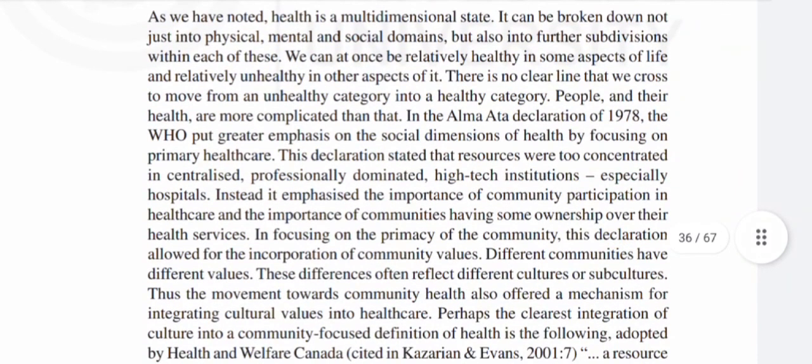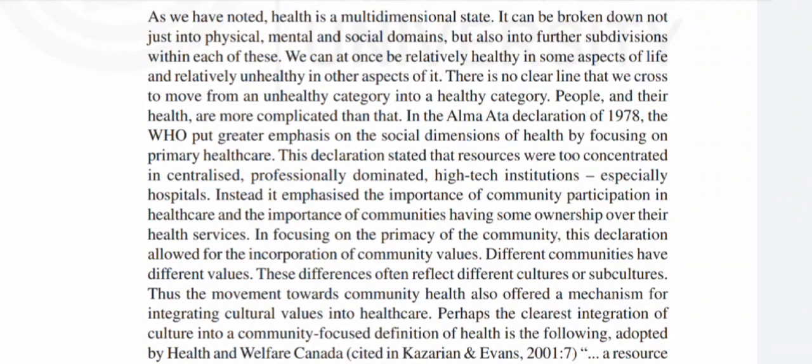As we have noted, health is a multidimensional state. It can be broken down not just into physical, mental, and social domains, but also into further subdivisions within each of these. We can at once be relatively healthy in some aspect of life and relatively unhealthy in another aspect of it. There is no clear line that we cross to move from an unhealthy category into a healthy category. People and their health are more complicated than that.